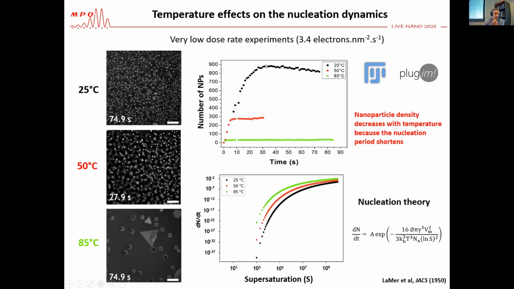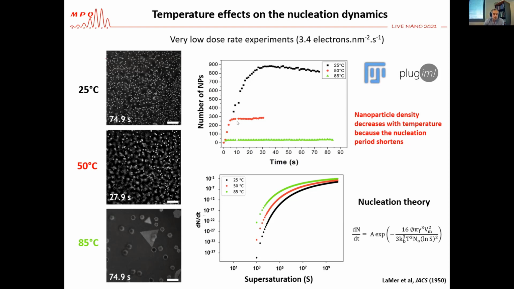You see that after the end of the nucleation phase at 25 degrees, we have about 900 nanoparticles. At 50 degrees, about 300, and only about 10 nanoparticles over the same 45 micron square area that we observe at this magnification. But something that is also interesting here, if you compare the nucleation rate for the experiments performed at 25 and 50 degrees, you see that they are roughly the same. So it tells us that in fact the decrease in the nanoparticle density is due to the shortening of the nucleation period when you increase the temperature.